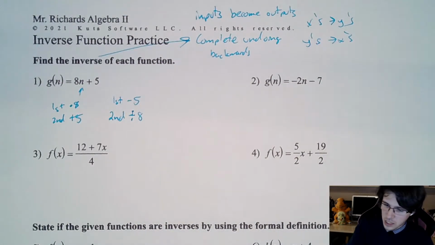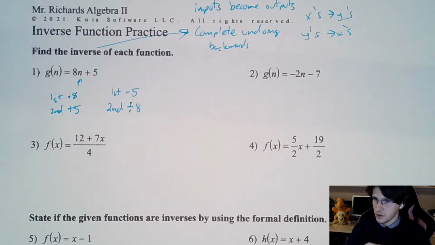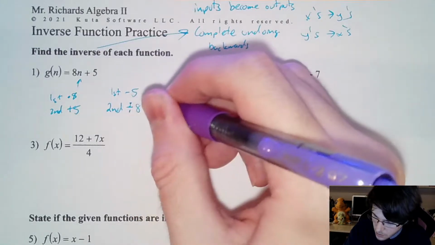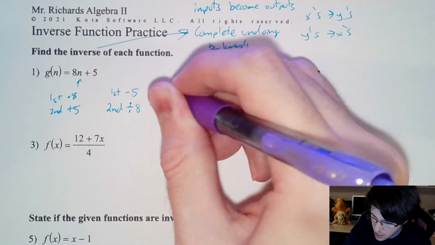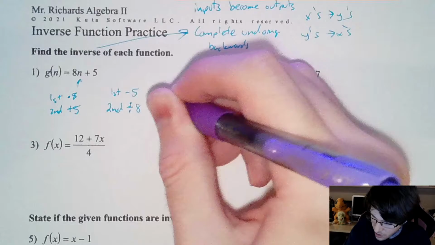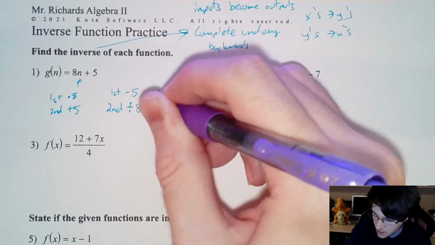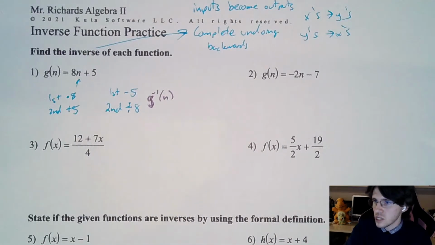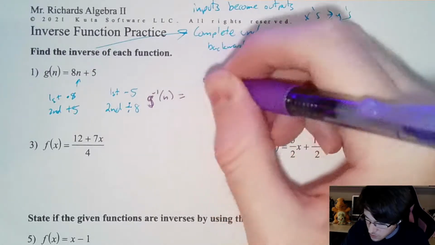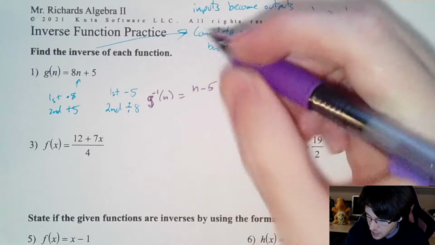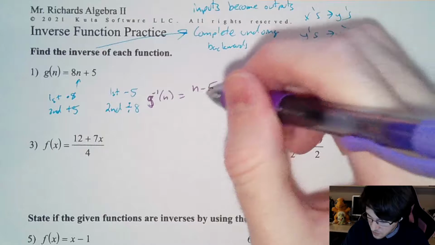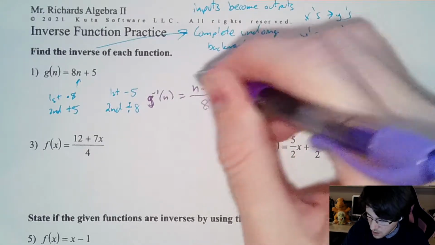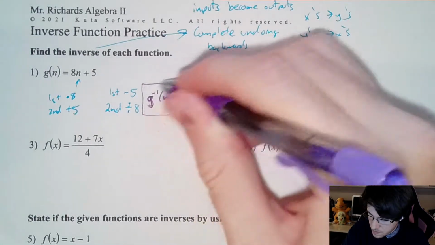So to use the correct notation for your final answer, I'm going to write my final answers in purple here for this question. We would say G inverse of n, and that is not a -1 exponent, but instead it means inverse. So G inverse of n is equal to n minus 5, so we're subtracting 5 from n first, and then we are dividing by 8. And there you go.